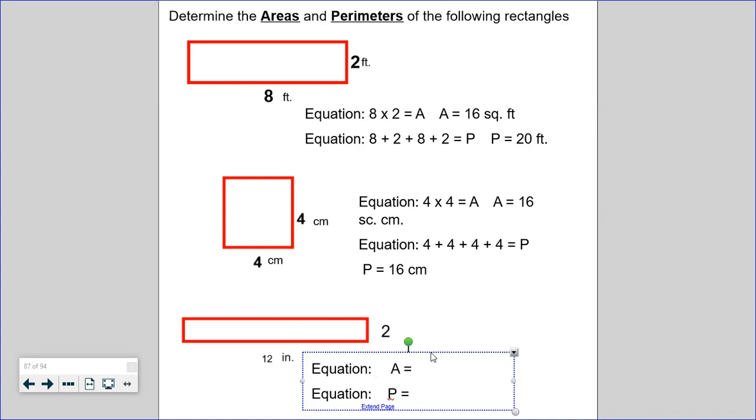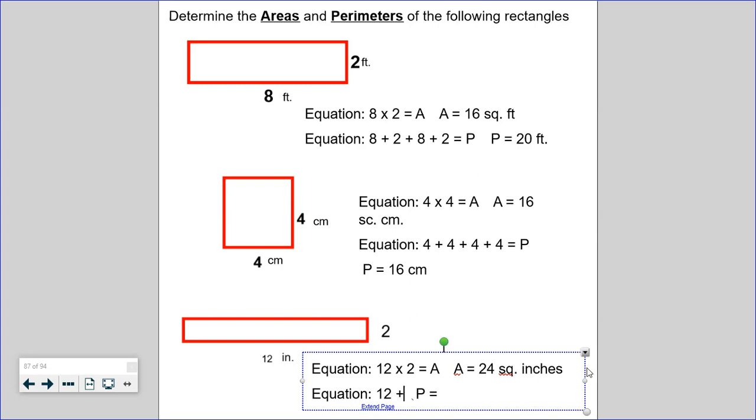All right. So for the area, for this long, skinny rectangle, I'm going to multiply the length times the width. The length is 12, and the width is 2. So 12 times 2 is going to give me the area. What is 12 times 2? It's 24. So the area is 24 square inches. Do I know it's inches? It's labeled right here.